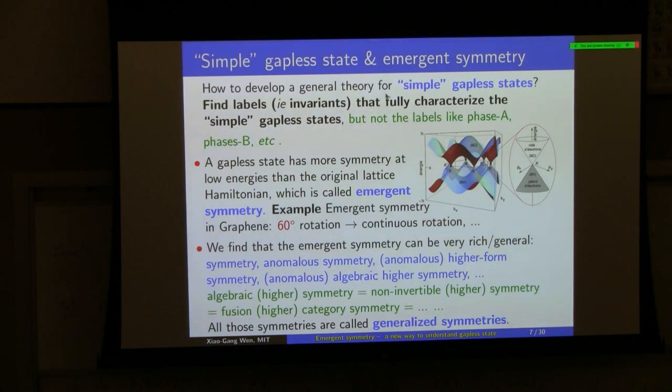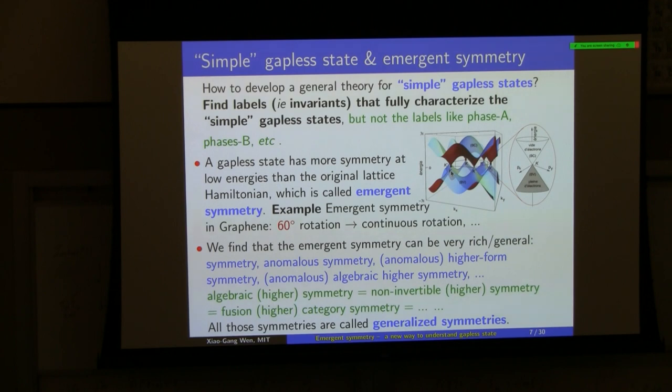And the first step is to find some label for those gapless states. But not a label like phase A, phase B, but some more educated label. So what is an educated label? One possible label is this emergent symmetry. A gapless state has the character that it may have more symmetry at low energy than the original lattice Hamiltonian. A typical example would be graphene.